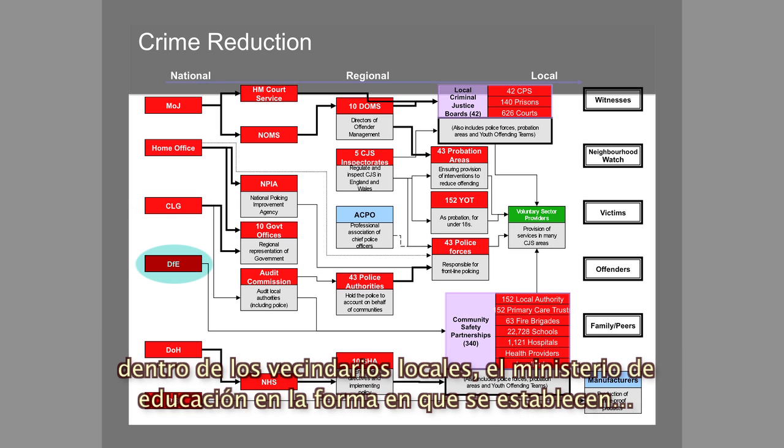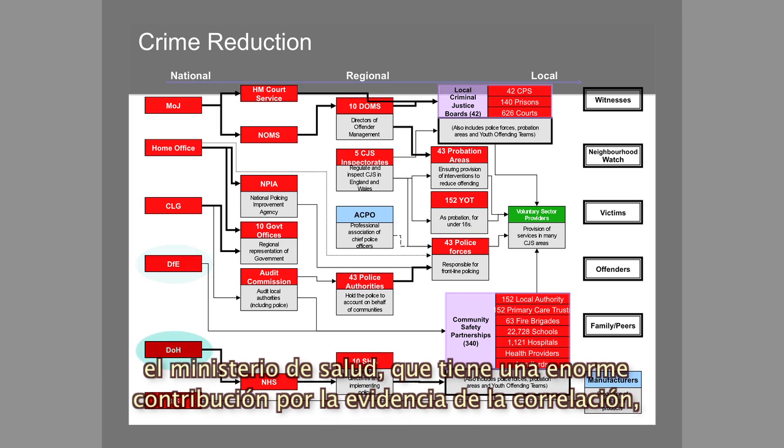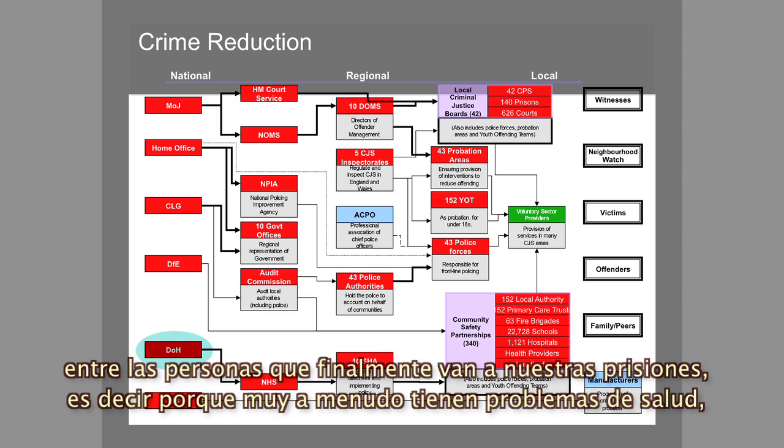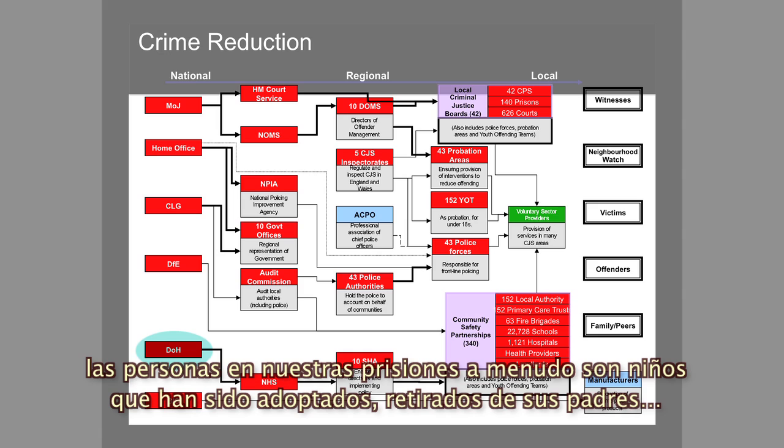The Department for Education, in terms of ways in which they build a new set of relationships, new set of understandings amongst children, and these are the ones that might surprise you. The Department of Health, which has a huge contribution because the correlation evidence on an evidence basis between the people who are ultimately going to be in our prisons, that's Ministry of Justice, very often have health-related conditions. People who are going to be in our prisons very often are going to be children who have been taken into care, taken away from their parents.